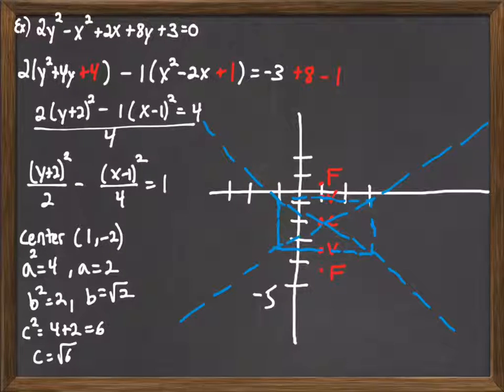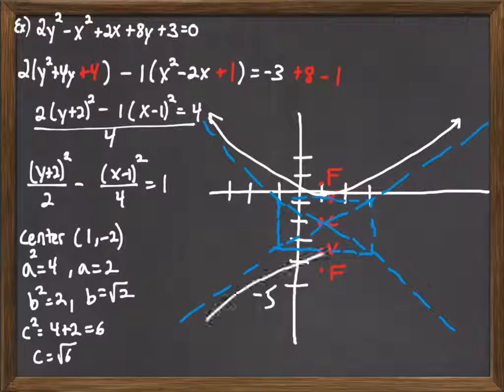We then use that rectangle along with our center to draw in our asymptotes. At this point, we can go ahead now and draw our graph starting at our vertices and going towards our asymptotes. And the last thing we want to do is write down our vertices and foci.